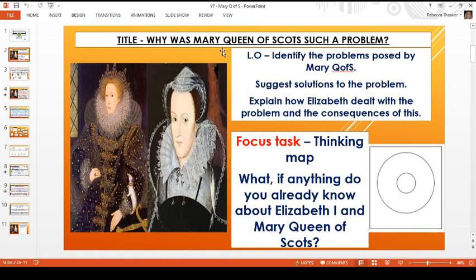So the first thing I want you to do underneath your title is draw this little thinking map for me. In the middle circle, you would write MQS for Mary Queen of Scots. And in the second circle here, write anything you think you might already know about Mary Queen of Scots and the problems that Elizabeth faced when she first became Queen. So pause me for a minute now, get your date and title in, get your thinking map in, Mary Queen of Scots in the middle, and then any information in the second circle, and then we'll get going with the lesson.